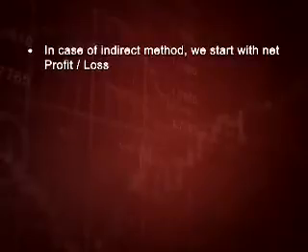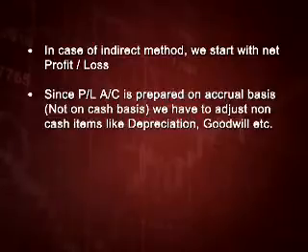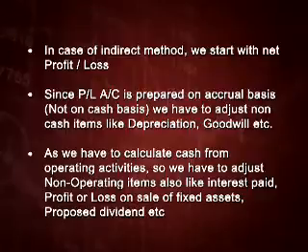Now let us focus our discussion on some key issues relating to cash flow statement. To begin with operating activity first. In case of indirect method, we start with net profit or loss for the period. Since P&L account is prepared on accrual basis and not on cash basis, we have to adjust all non-cash items like depreciation, goodwill, etc. written off. As we have to calculate cash from operating activity, we also have to adjust non-operating items like interest paid, profit or loss on sale of fixed asset, proposed dividend, etc.